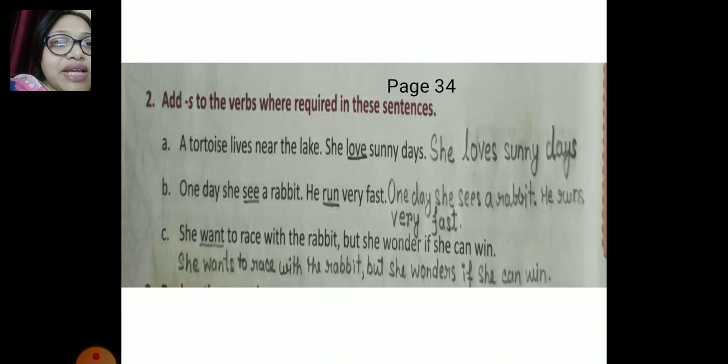Moving on to exercise 2 of the same page. So, we have to add S to the verb wherever it is required. A tortoise lives near the lake. She loves sunny days. In the second sentence, one day she sees a rabbit. He runs very fast. She wants to race with the rabbit, but she wonders if she can win.